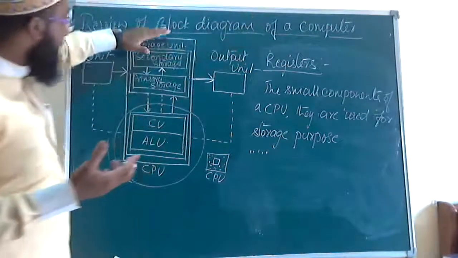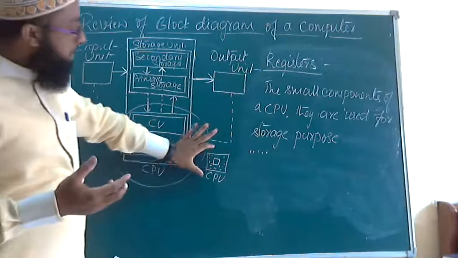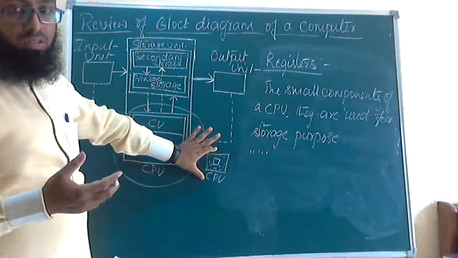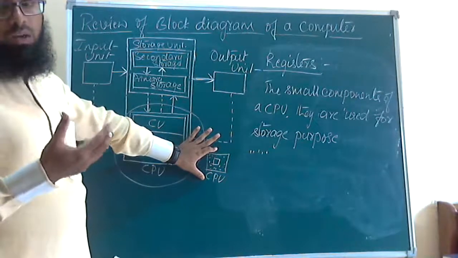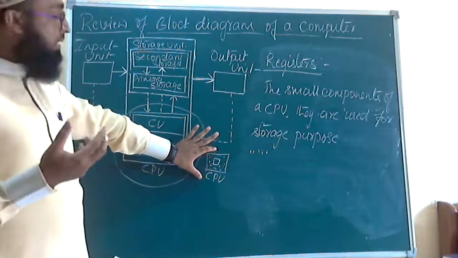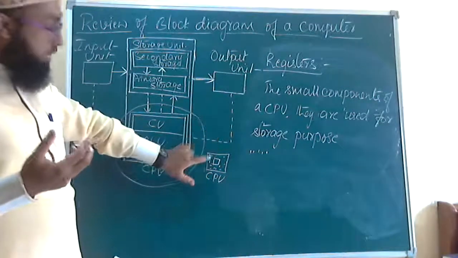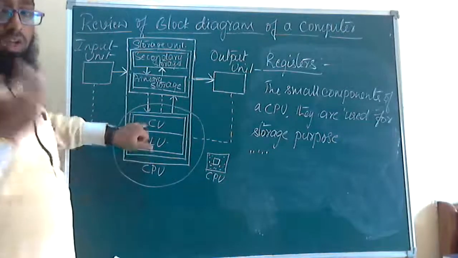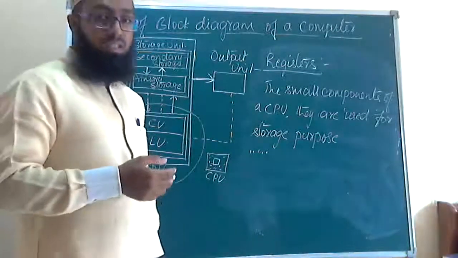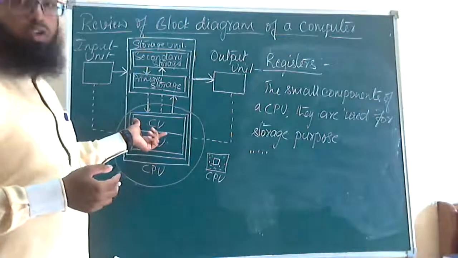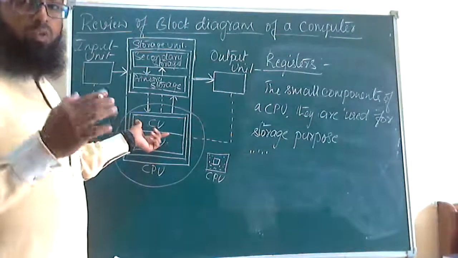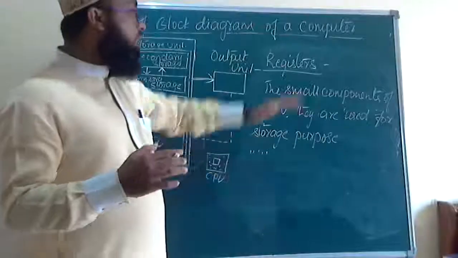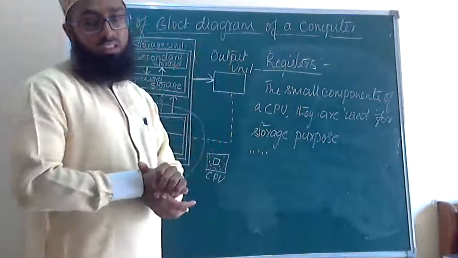So don't think that this complete box is a CPU. A small unit inside the cabinet is called the CPU. In this CPU there are three things: ALU, CU, and one more thing, registers. In the block diagram, registers are not shown. Don't get confused, but while explaining, you have to explain the registers.